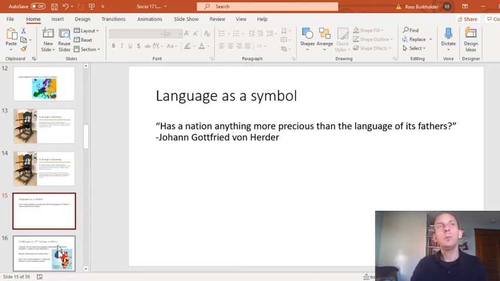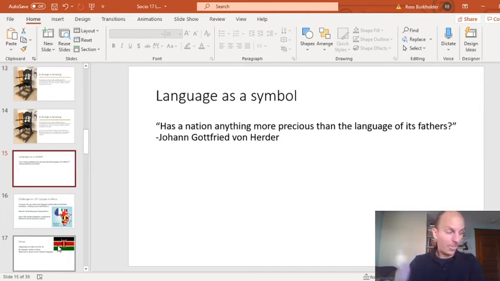It's imbued with value that it may not have had before. And note the singular here, the language of its fathers, not the languages. And note the fathers too, not mothers. There's a lot going on within this one little quote, but we'll sidestep some of that in the interest of time here, because I'm running longer than I wanted to.